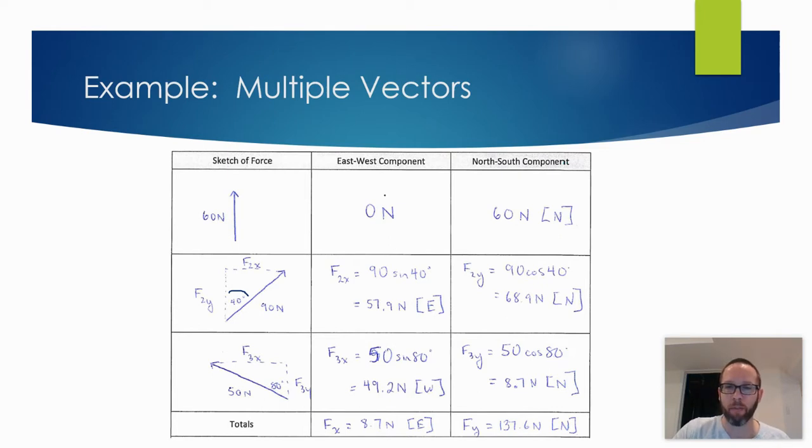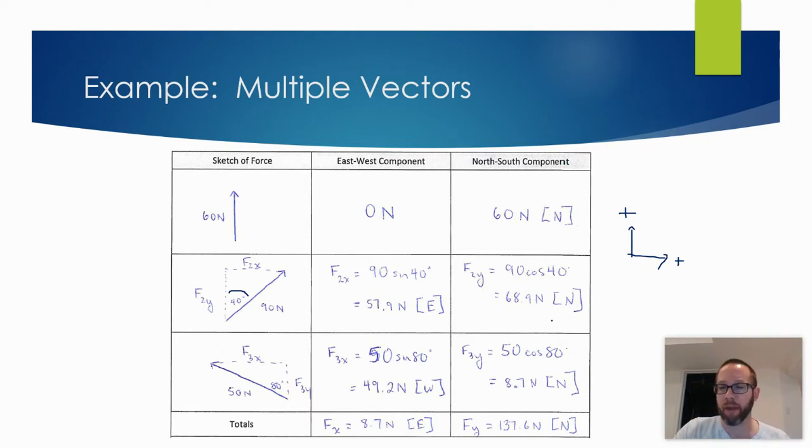Now those east-west components are easy to add up, right? So 0 newtons and adding a 58 newton force with a 49 newton force. If one's going east, you can see the east one is a lot bigger, right? And the west one is smaller. So it's going to subtract off. If we chose east to be positive and north to be positive, we'd have positive 57.9 plus negative 49.2. So whichever way you select, the net force in the x direction is going to be to the east, and it's 8.7 newtons.